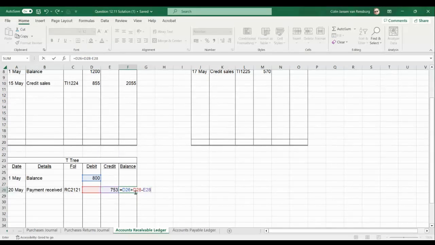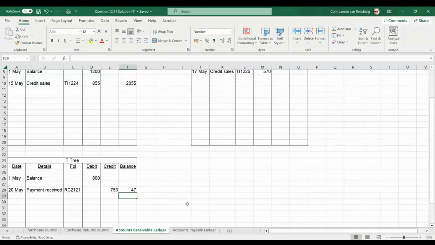So this is a formula that we can use to include in this whole balance column. So for every time that we've got a debit, we have a plus. And for every time we've got a credit, we've got a minus. I hope that makes sense. So that means then the balance now at the end here is 47 rands. Thank you, Levante. Thank you, Tamarin.